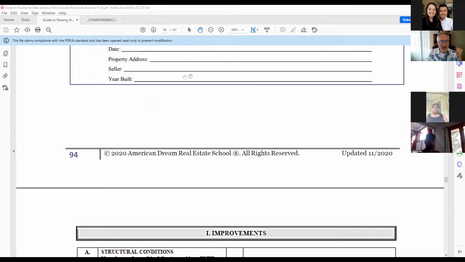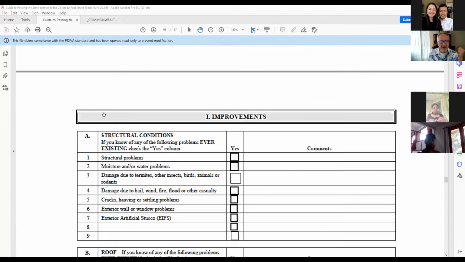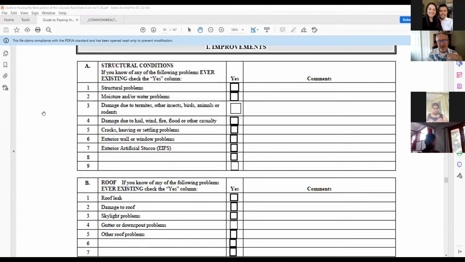So the property address, the seller goes in there, and if they know, the year the property was built. Now take a look at this. We'll show you a few things on here. It's like a 6 or 7 page form. We're just going to show you a few things to give you a flavor of what it looks like. So for instance, section A is structural conditions. If there is a problem, there's a yes column to check a box. We used to have a no column. They took that out. That was too confusing. So just a yes column. If there's nothing, you don't check anything. If there are no problems, you leave it blank. Seller, if there is a problem, then check it and make a comment about it so we understand. Let's get some clarity around it.